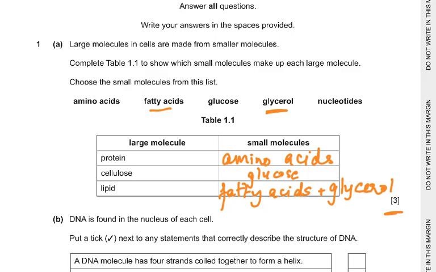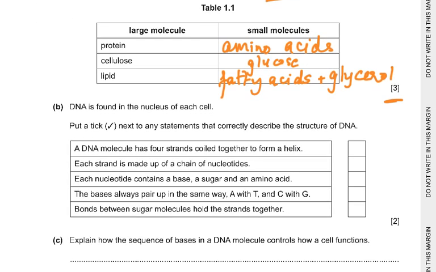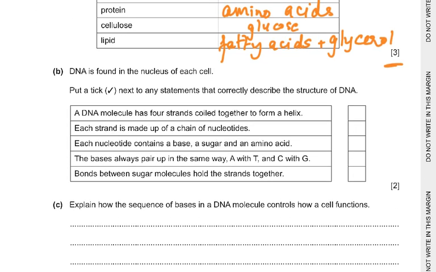DNA is found in the nucleus of each cell. Put a tick next to any statement that correctly describes the structure of DNA. A DNA molecule has 4 strands. No, it doesn't have 4 strands. Each strand is made up of a chain of nucleotides. Yes, that's correct. Each nucleotide contains a base, a sugar, and an amino acid. No. It's a base, a sugar, and phosphates.